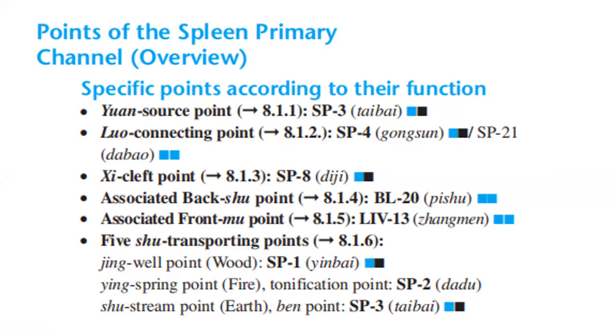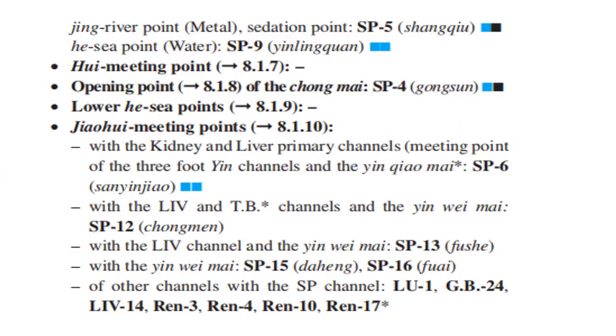Five shu transporting points. Jing well point, wood, Spleen 1. Ying spring point, fire, tonification point, Spleen 2. Shu stream point, earth, Spleen 3. Jing river point, metal, sedation point, Spleen 5. He sea point, water, Spleen 9.